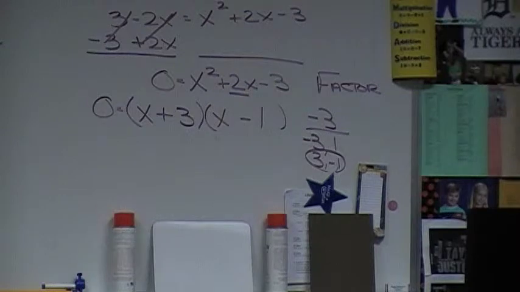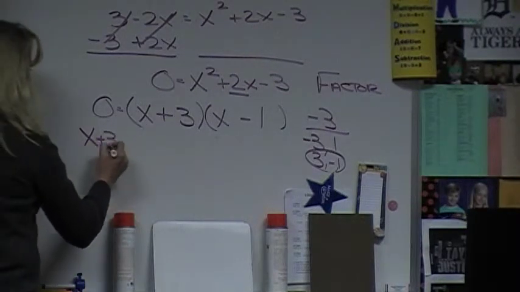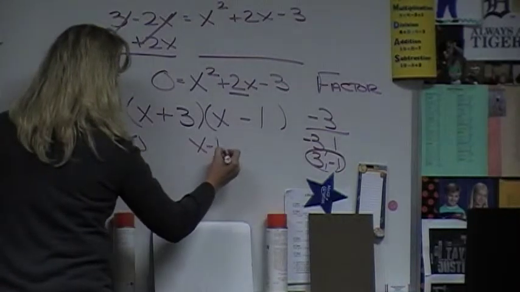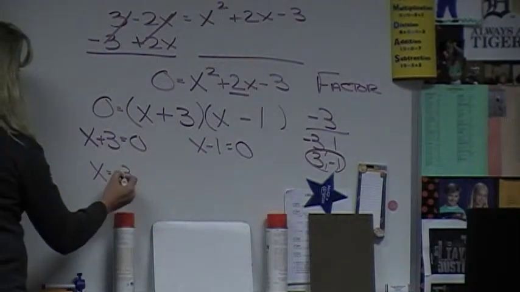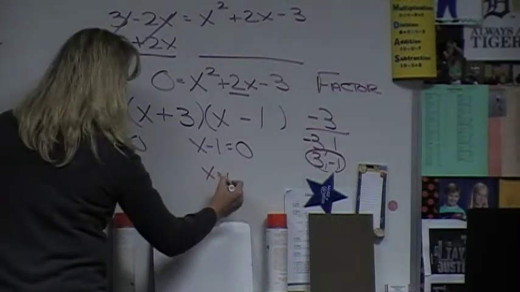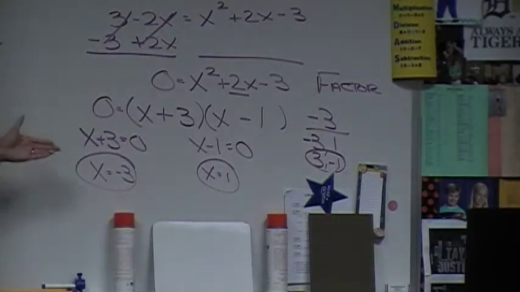Now, how do we solve these? What do we have to do to both of them? Set them equal to 0. So x plus 3 gets set equal to 0, and x minus 1 gets set equal to 0. And what are our 2 answers? Negative 3 and 1. Now let's go back to what the example said to do for directions: solve and check for extraneous solutions.